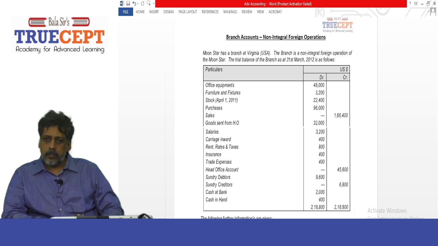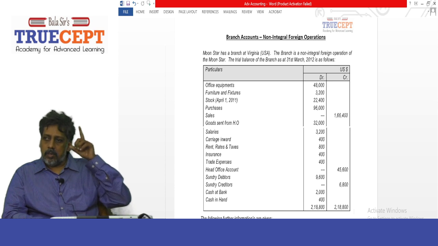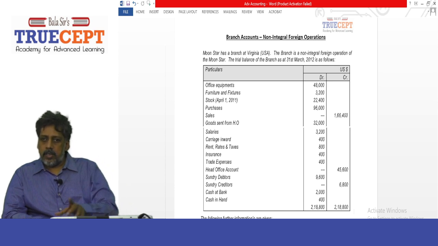So particulars in US dollars, debit column and credit column. Office equipments 48,000. So office equipment given as 48,000 US dollars. Next. Furniture and fixture 3,200. $3,200 debit balance. Stock April 1, 2011 $22,400. Now that is your opening stock given. Next. Purchases $96,000. Sales $1,66,400.